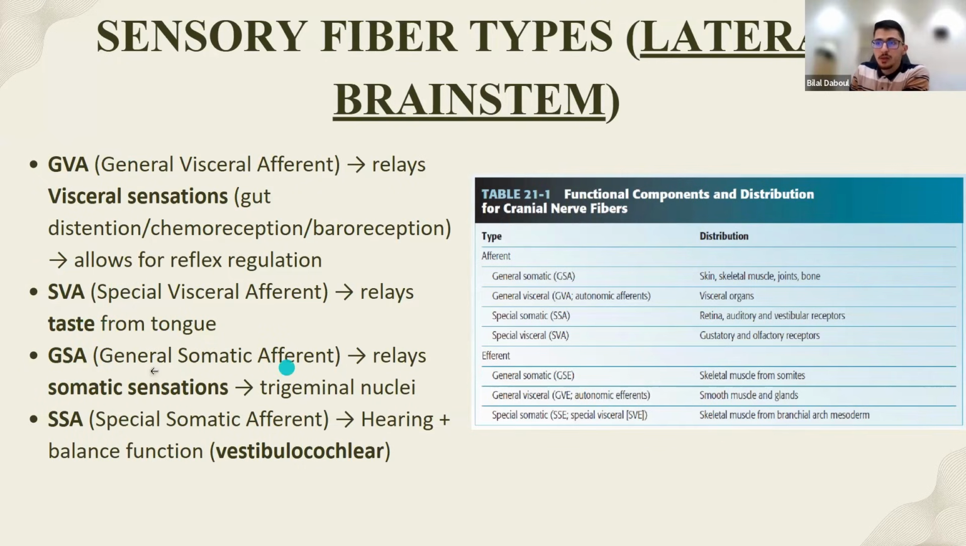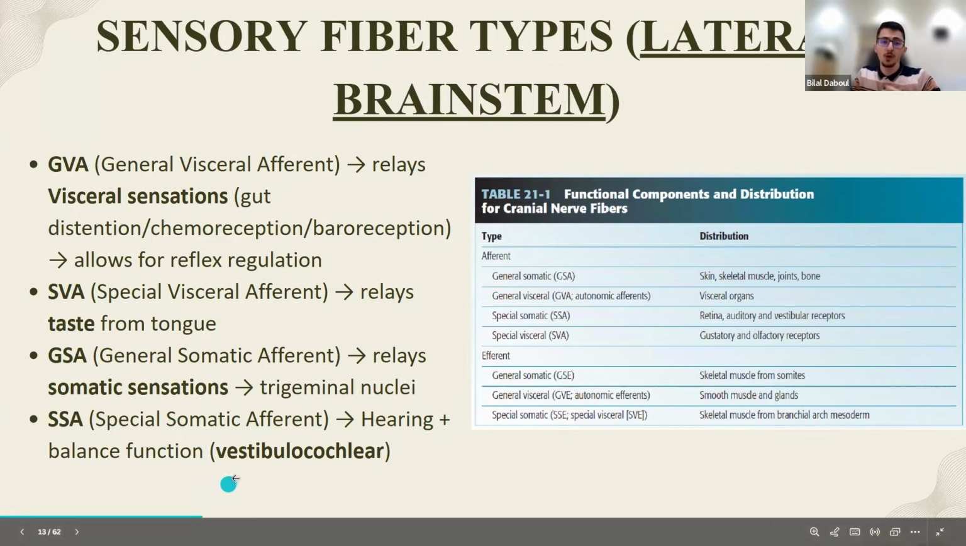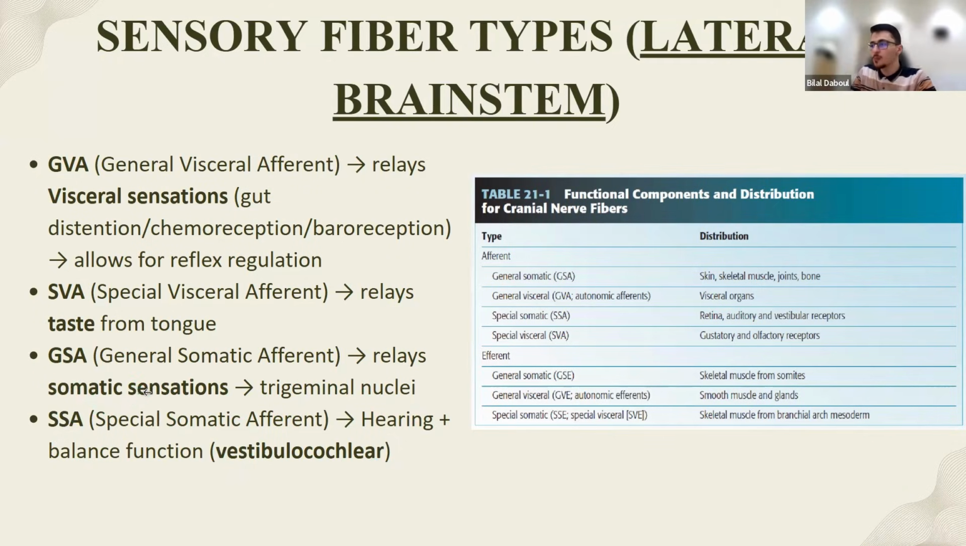Finally, we move to the general somatic afferent, which is very simple. General sensations, somatic sensations, very ordinary, but corresponding to the face. It relates to the somatic sensations from the facial region to the trigeminal nuclei in the brainstem, which we'll discuss in detail now. And again, this is not special, this is ordinary. Finally, we have special somatic afferent. It pertains to hearing and balance, so vestibulocochlear function. And that's it for this section. How do I remember it's somatic? I imagine them as being more externally placed. So this helps me. We'll not talk about olfaction and vision, because they correspond to the cerebrum, so it doesn't really matter. That's it for the lateral brainstem.